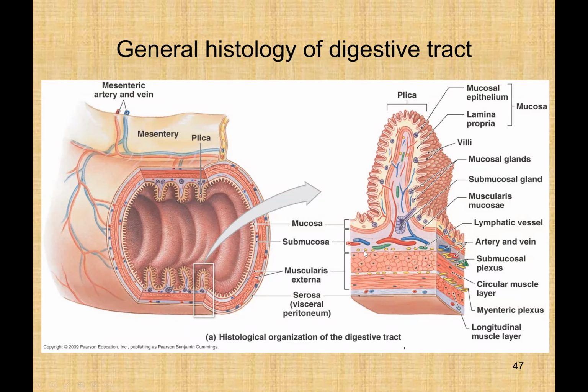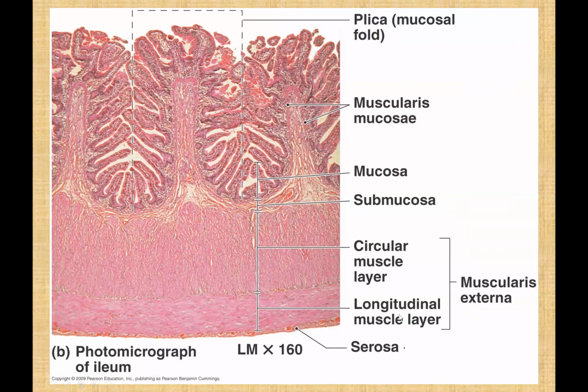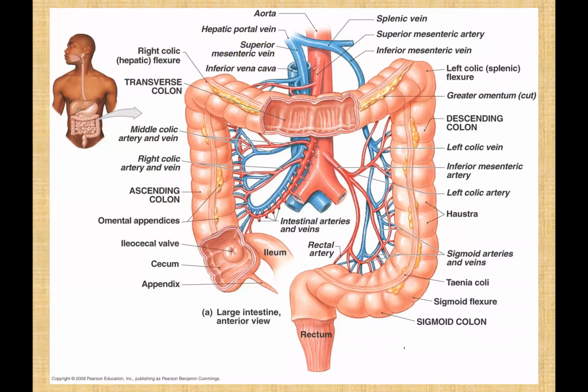Now, this yellow thing you see here is the Meissner's plexus, or the submucosal plexus. And then the one between the inner circular and the outer longitudinal muscle layers is known as the myenteric plexus. So you can see the myenteric plexus. And then after that, we have the serosa. So this is all that I was trying to show in there.